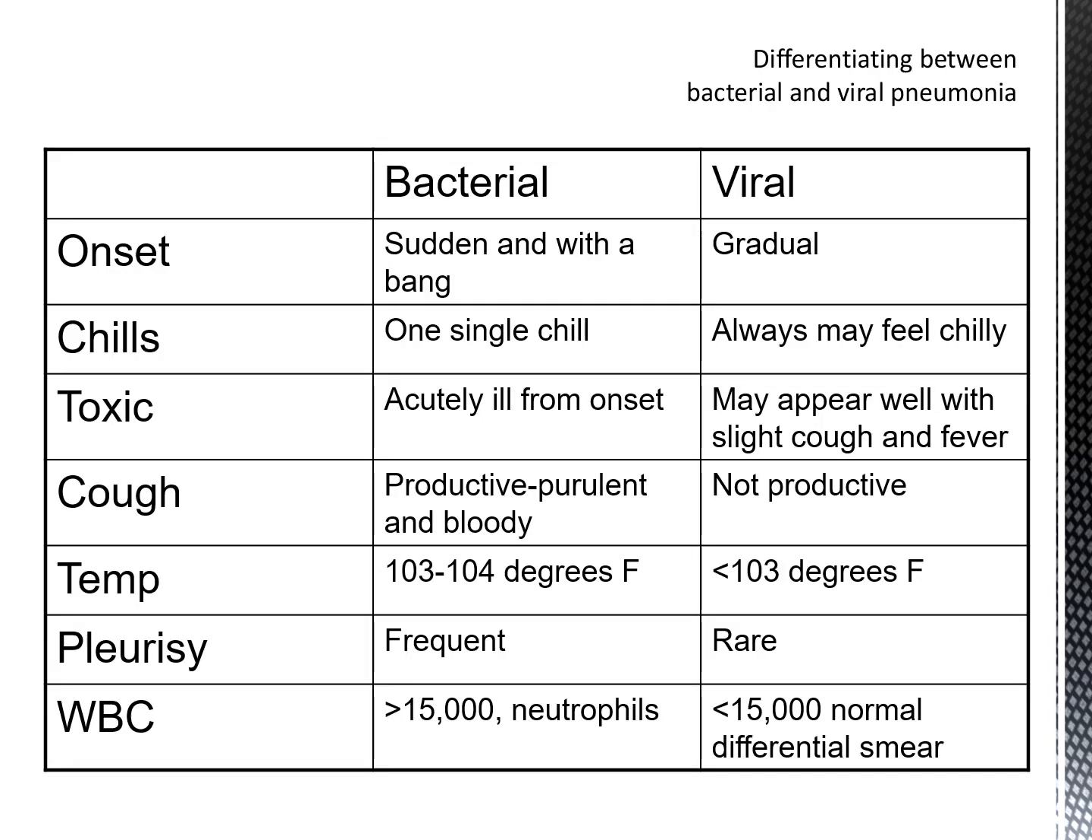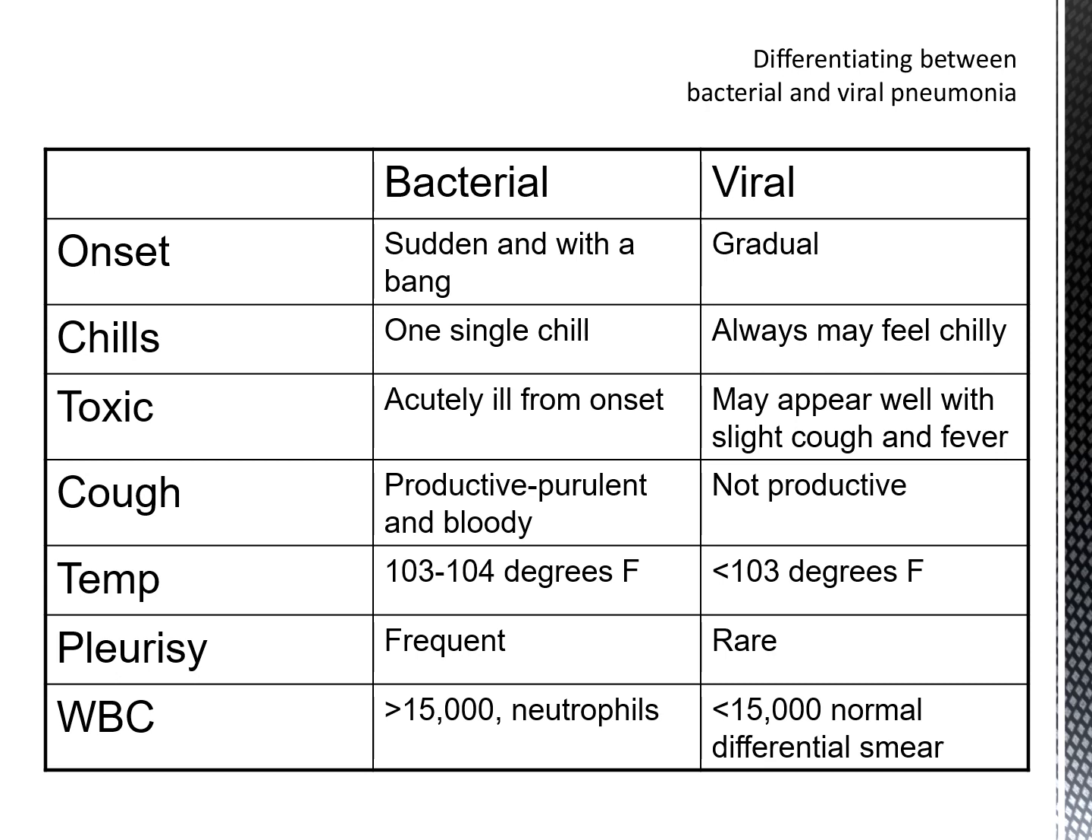There's quite a big difference between a bacterial pneumonia and a viral pneumonia. As you can see with bacterial pneumonia, it comes on suddenly and with a bang. Usually you get one big chill and then you end up getting a fever. Usually when you have a bacterial case of pneumonia, you're coughing up bloody purulent sputum. You can develop pleurisy, and the white cell count is usually greater than 15,000.